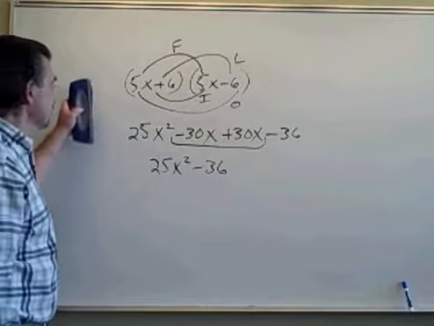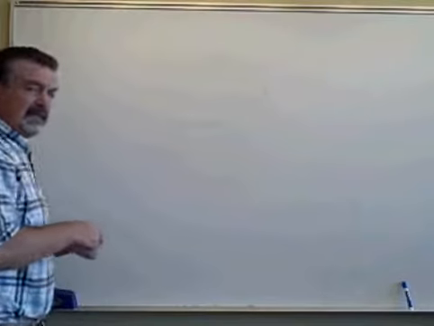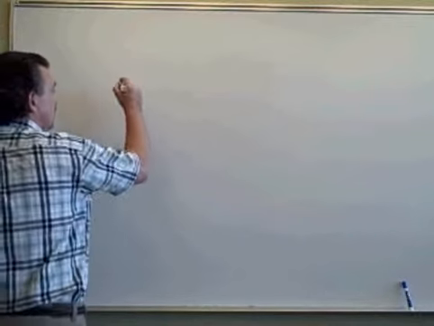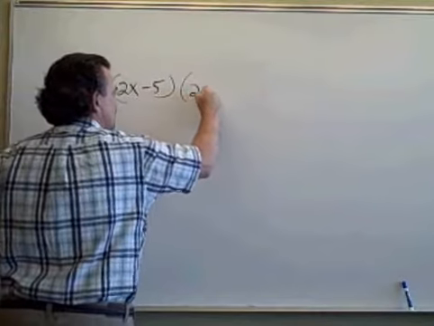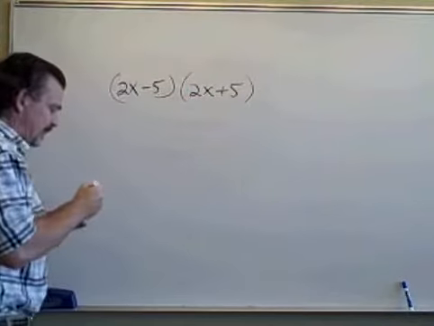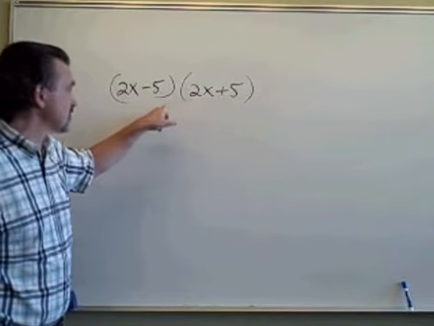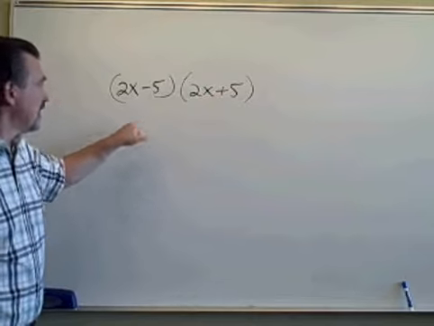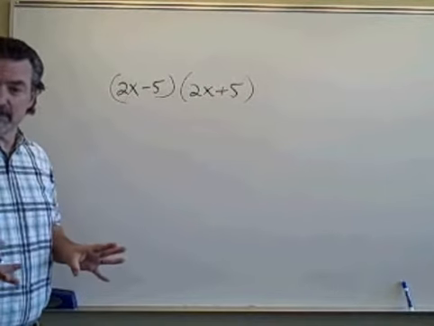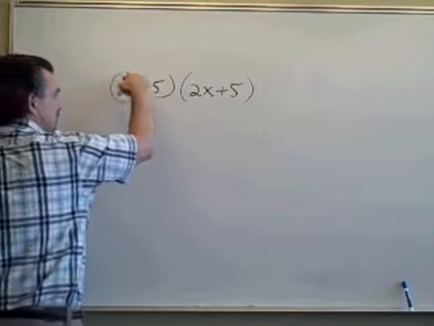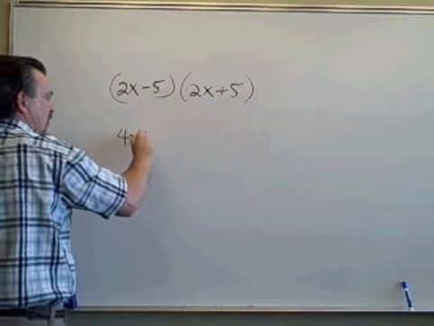Let's look quickly at another example of that. If we had this situation, 2x minus 5 times 2x plus 5. The first terms in both binomials are 2x. The second terms are both 5. One is a subtraction, the other one's an addition. This fits that special pattern because the F of FOIL is going to give us 4x squared.